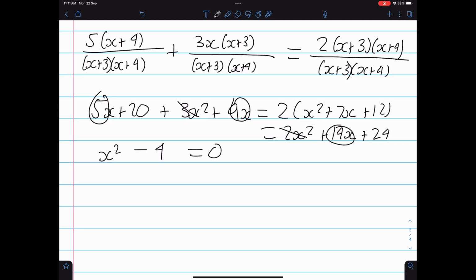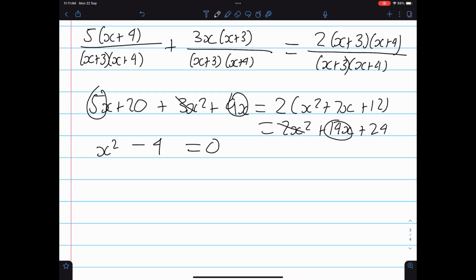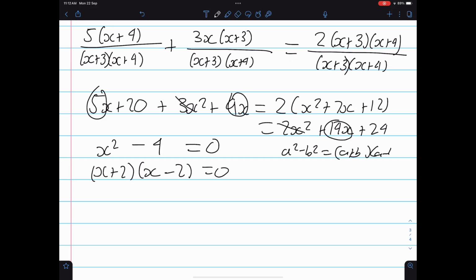Right. Now, here are two ways you could go about this from now on. There is the factorisation way, or just some rearrangement. Here is the way I prefer to do it, having done a lot of this. I would love to see that this is a difference of 2 squares. Remember that a squared minus b squared equals (a plus b)(a minus b). And then I'd say x equals minus 2 or x equals positive 2. And of course you could add that extra step of working like this.